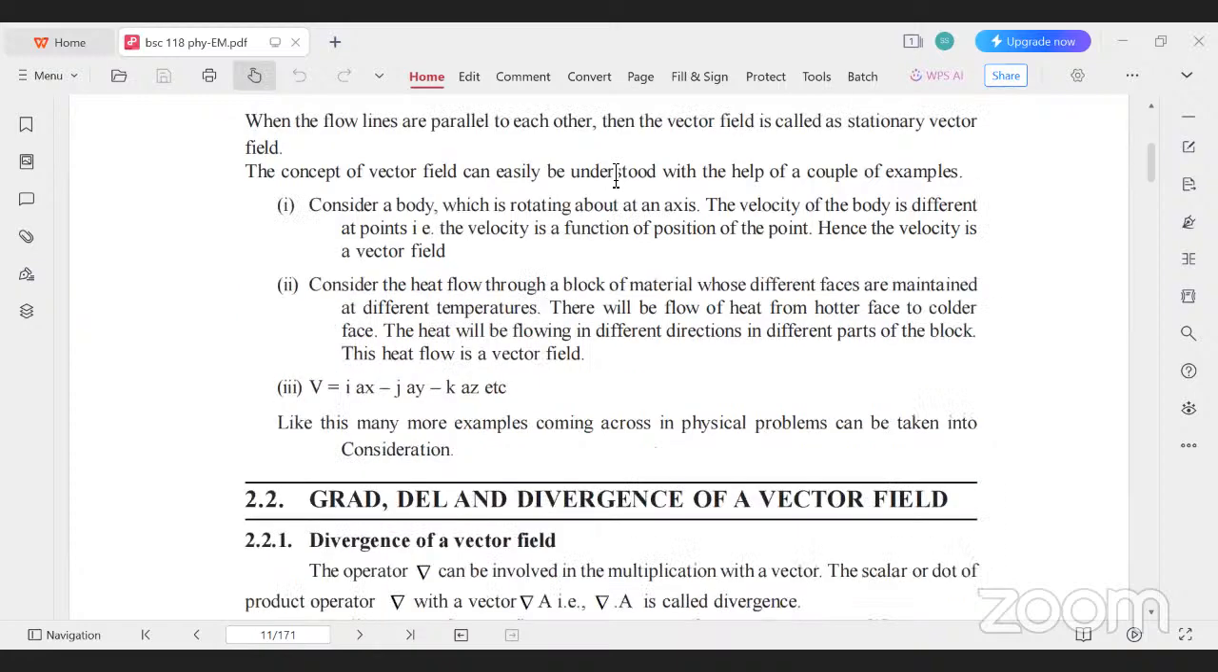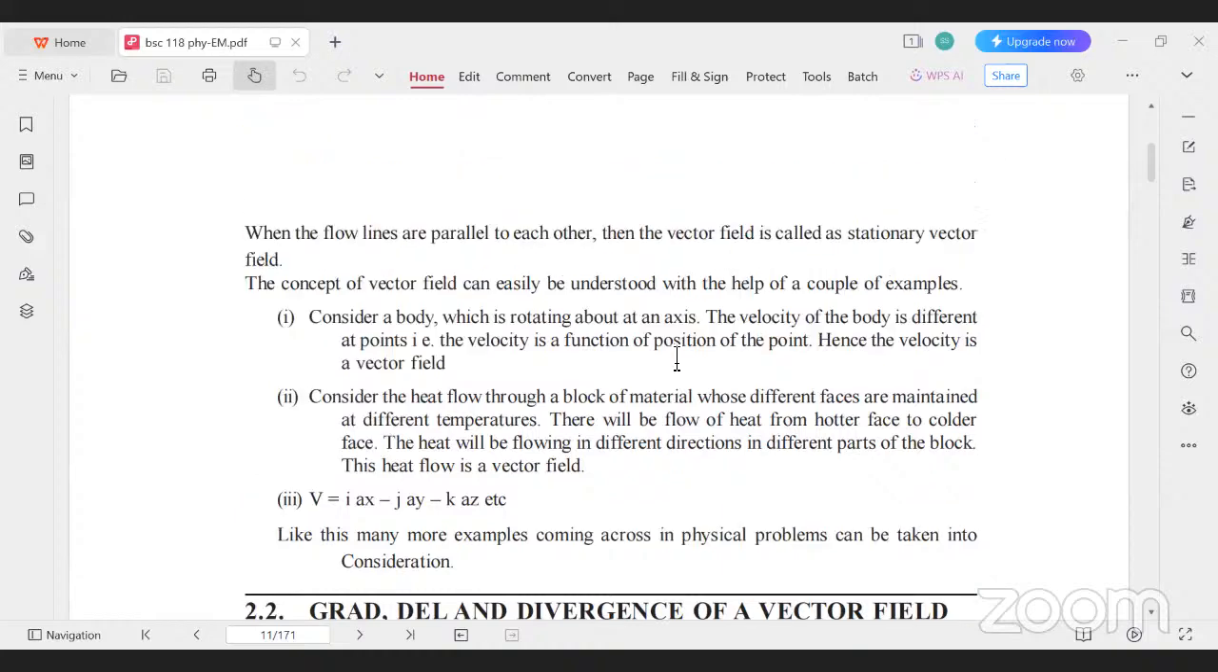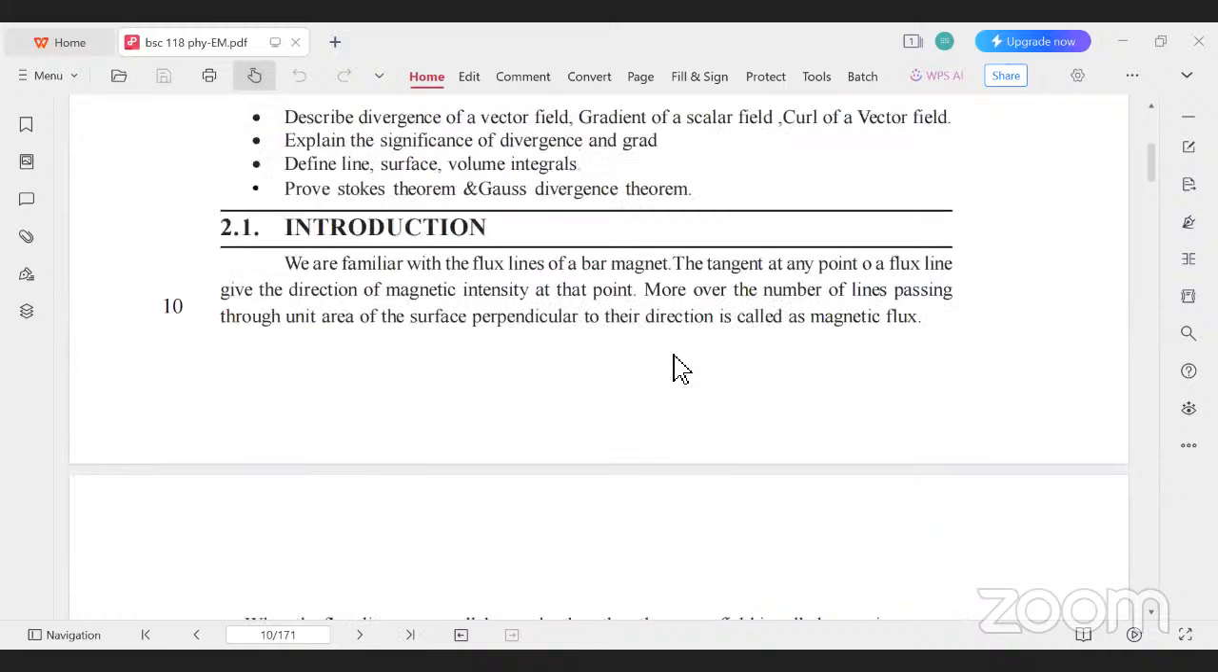Yes, ma'am. Flux constantly changes, ma'am. Yes, it constantly changes. But what is a flux? What is the shape of the flux? I'm asking. You googled it, no? No, ma'am. Then how do you know it constantly changes? Ma'am, in the second point, the heat will be flowing in different directions. So through that, I got an idea, ma'am. Okay.